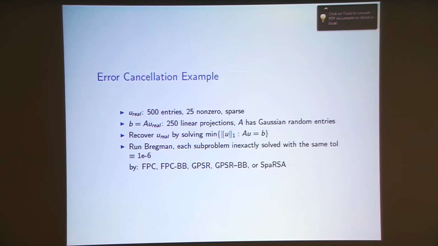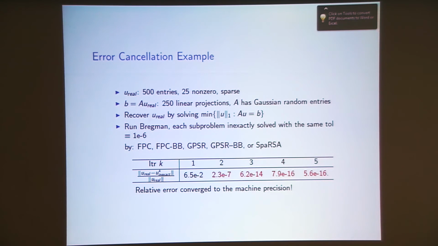So you have these problems and you have to solve a whole bunch of intermediate problems, which are of the form the L1 norm of U plus the norm of AU minus B_k squared or something. So he solved them with a whole bunch of popular methods, at least 5 years ago roughly. These are the popular methods, there are others now. Anyway, he tried them all, but you solved them with tolerance 10 to the minus 6. And 500 entries, 25 non-zero sparse. You solve the problem. Each subproblem is inexactly solved.